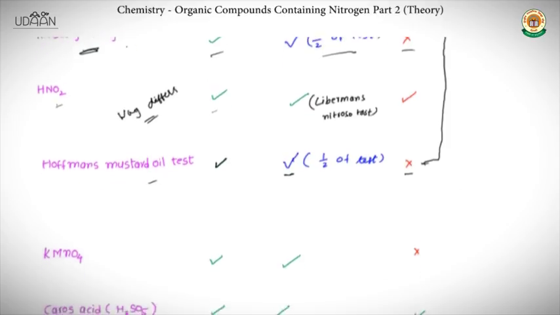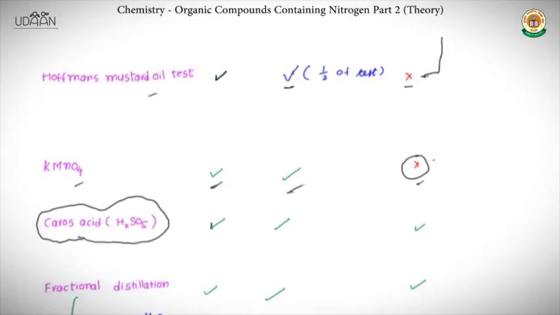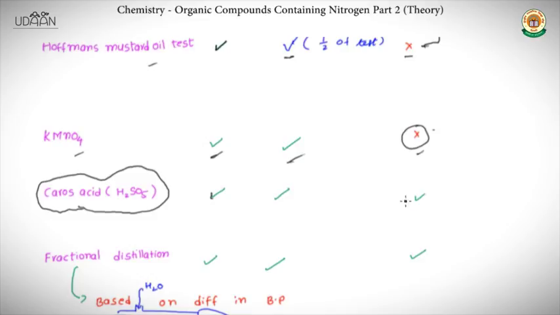And the next one includes oxidation, which is with KMnO4. For this KMnO4, all react except tertiary, that is primary reacts, secondary reacts, but tertiary doesn't react. But if you take Caro's acid, which is H2SO5, primary, secondary and even tertiary all react. As a result of it, you may think that they cannot be distinguished, but they can be distinguished because the way in which they react differs. And the next one is fractional distillation.